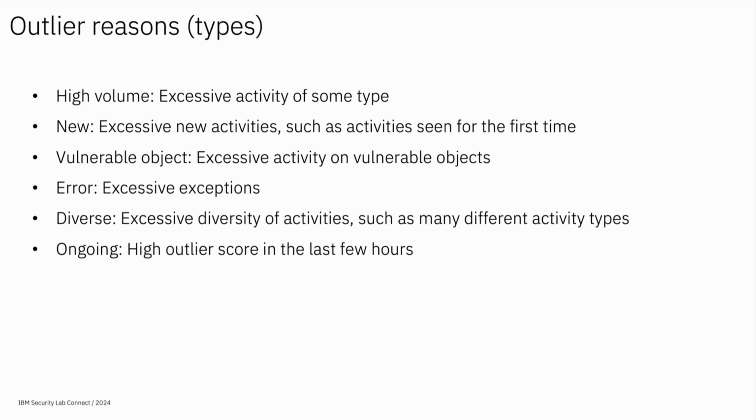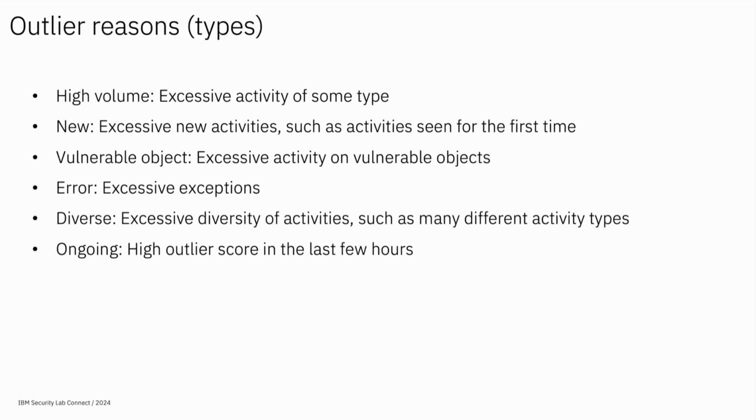Diverse. Every user has a set of activities that they normally do. But every hour, they don't do all the activities that they did before. If suddenly we see a user doing a lot of different activities than usual, then it raises a suspicion that the account or credentials were stolen. And then that is a diverse outlier.